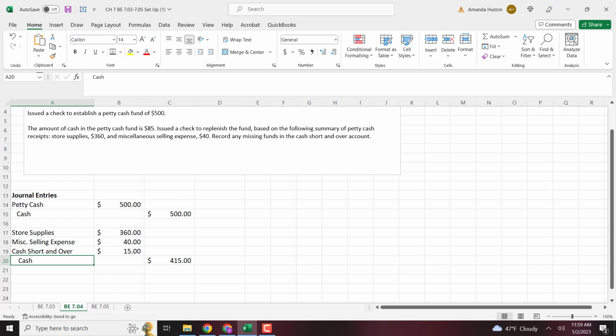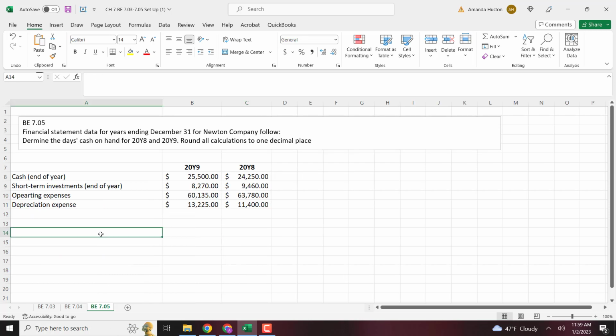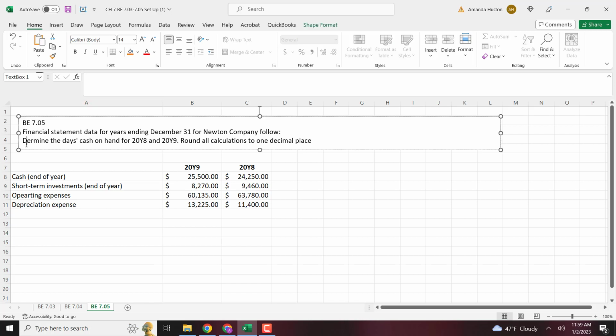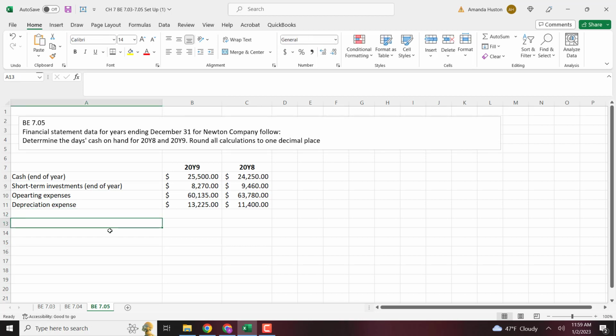The final exercise on brief exercises, this is not journal entries, this is a calculation. So it says on the financial statements, the data for year December 31st company is determined as follows. This is the cash on hand, calculate cash on hand. Determine cash on hand days. Okay. So they give us the cash, short-term investments, operating expenses, and depreciation for 20Y9 and 20Y8.